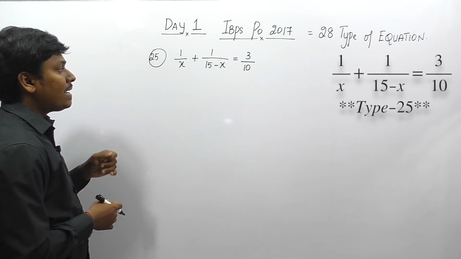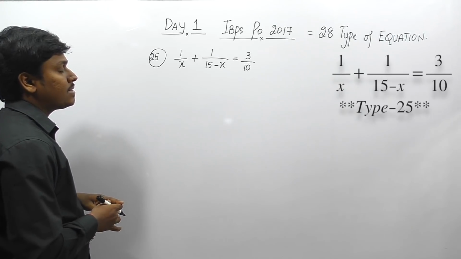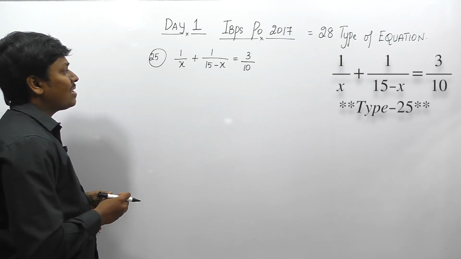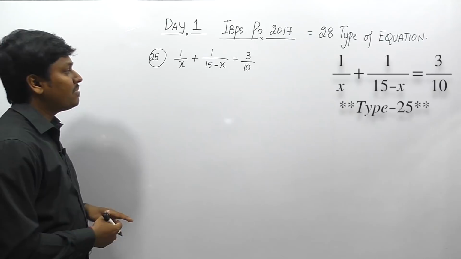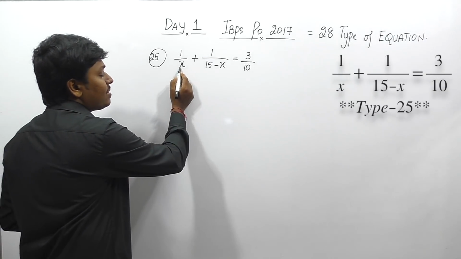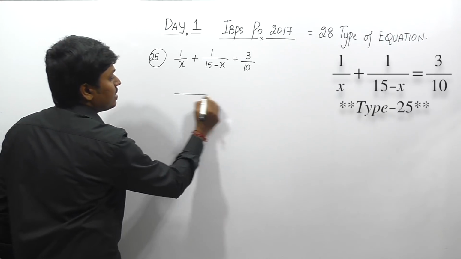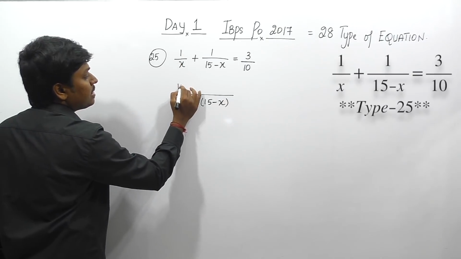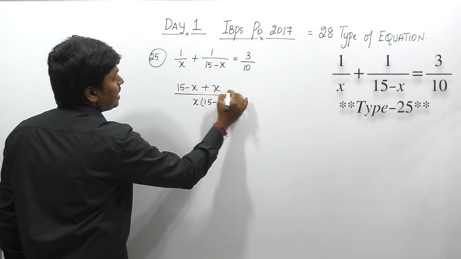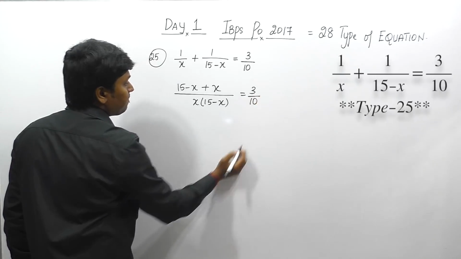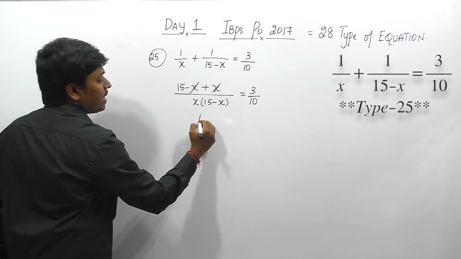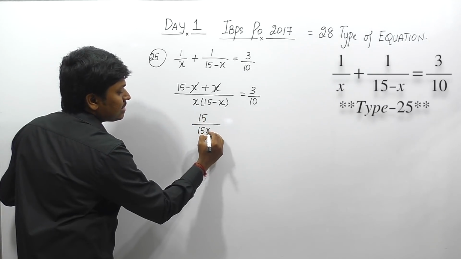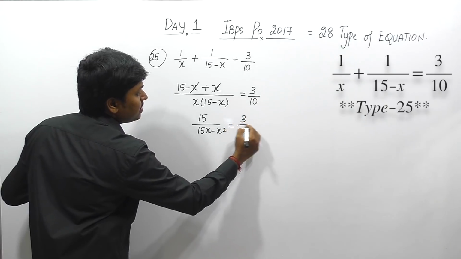Type number 25 equation. So 1 divided by x plus 1 divided by 15 minus x is equal to 3 divided by 10. I think this equation does not look like a quadratic equation, so first of all we need to simplify this, no other way. Here the denominator is x and here the denominator is 15 minus x. So let me keep this as x into 15 minus x. So this becomes 15 minus x and this becomes x, equals to 3 divided by 10. We can cancel x and x, finally the numerator will be 15 and the denominator can be written as 15x minus x square, equals to 3 divided by 10.